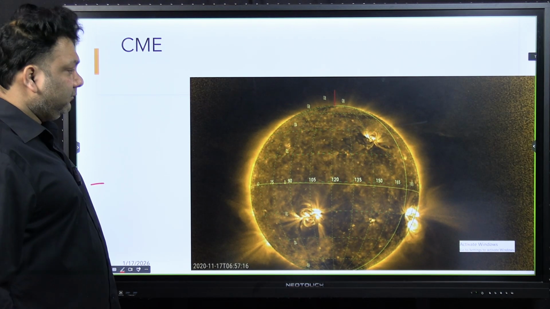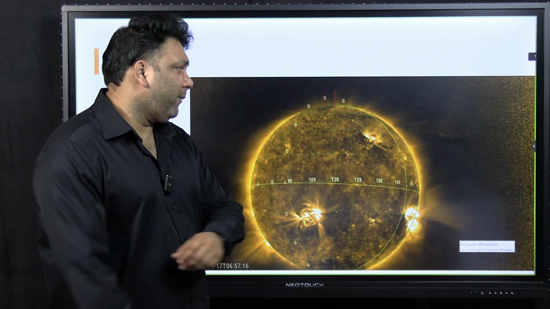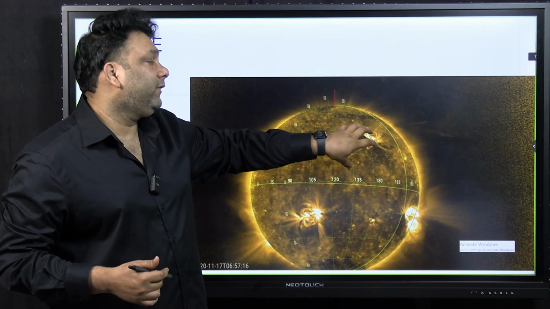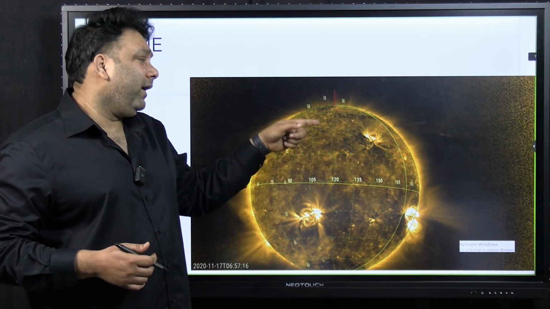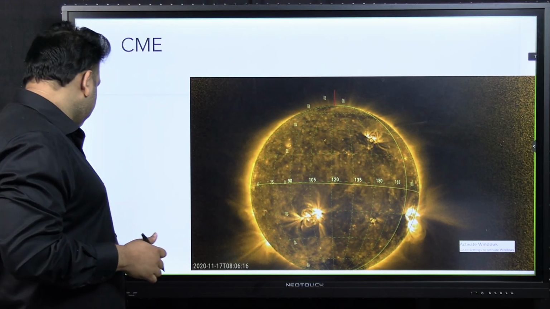Next, what is a CME? I guess the animation is visible here. You can see these magnetic field lines which are coming out of the sun. So here some amount of mass of the sun will be ejected. So we can say a CME is the parent of the solar flare.